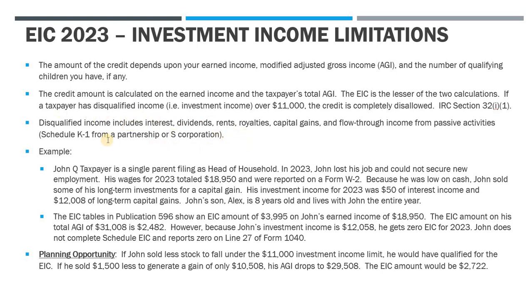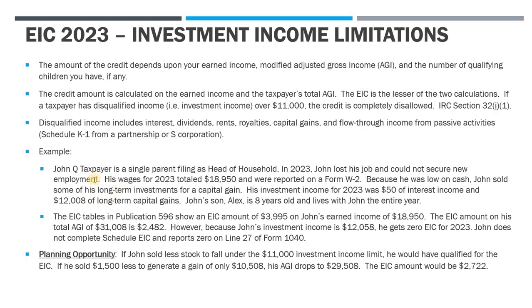So what is disqualified income? It really is your investment income and then income from passive activities. So it would include things like interest, dividends, rents, royalties, capital gains. And then if you have investments in an S Corp or a partnership, so you're getting a K-1, and the ordinary business income passing on to you is passive activity income to you. If it's passive income, then it's going to be included in this disqualified income computation.